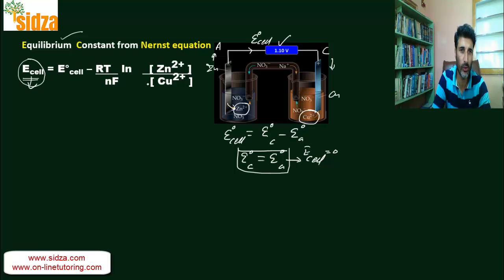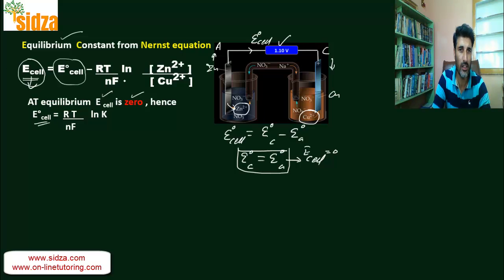So therefore you can rearrange this equation at the equilibrium. At equilibrium, when the EMF of the cell is 0, we can say the standard EMF of the cell will be equal to RT by nF ln of the concentration of the zinc by the copper, that is K. Why is this K? Because this is the equilibrium situation, right? We have the equilibrium constant.